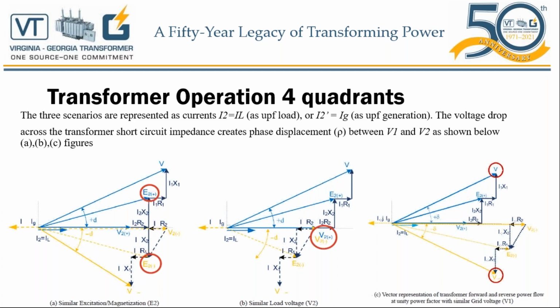Let me clarify something here. When we say transformer operation for quadrants, we are not actually talking about the transformer operating differently, absolutely not. What we are talking about is the 4-quadrant energy flow back and forth from the transformer and how we can mathematically see these affecting our transformers.